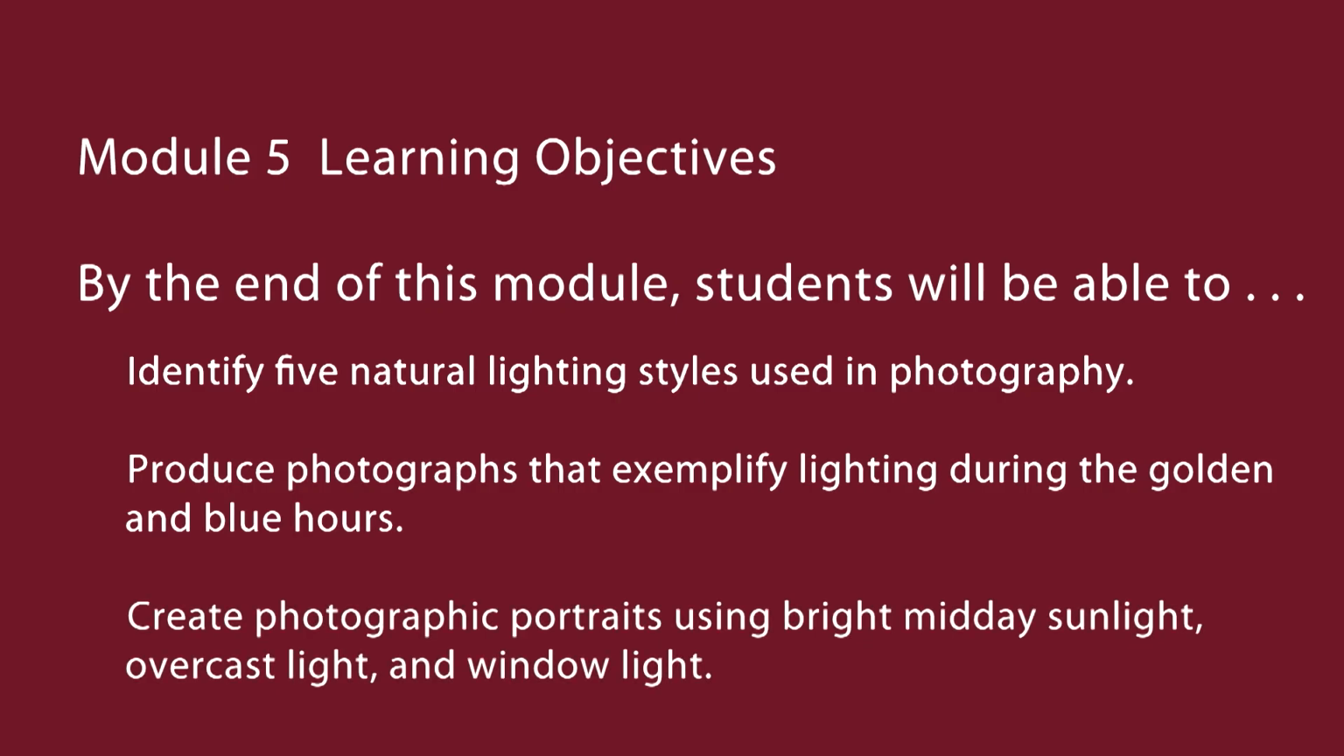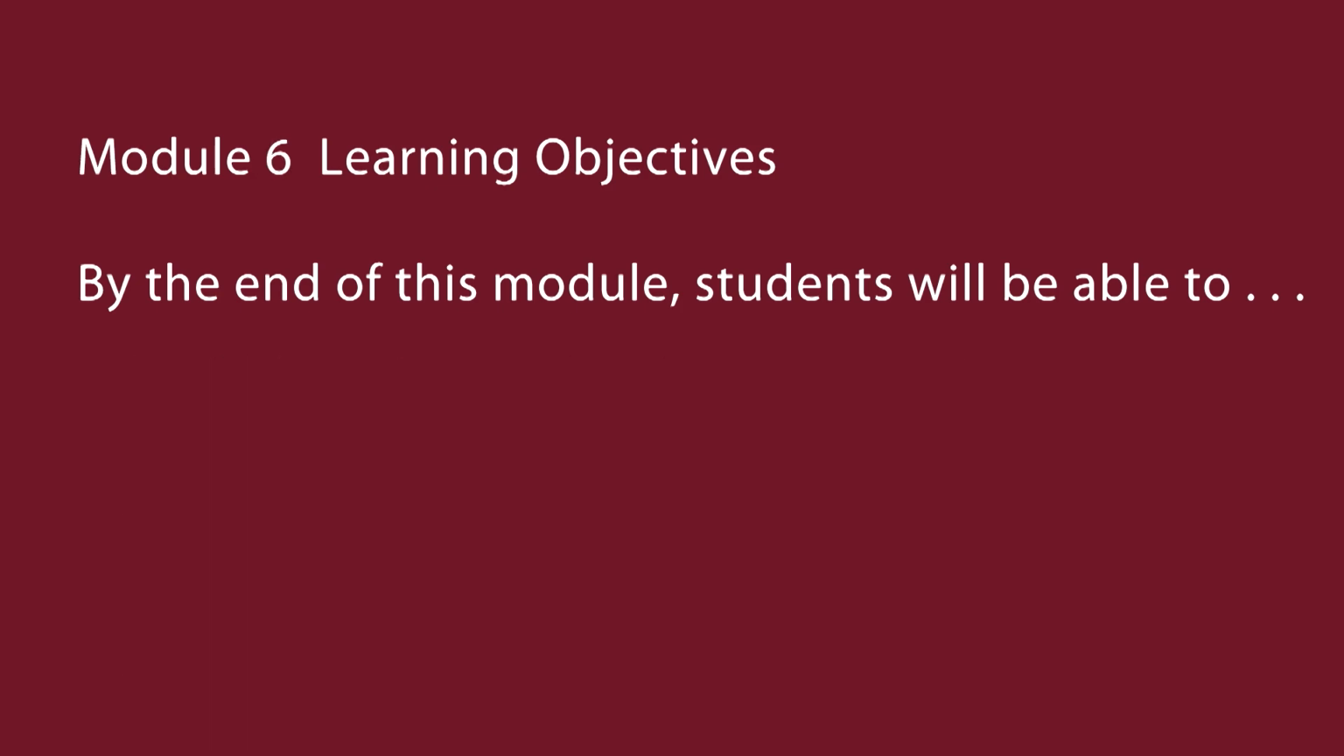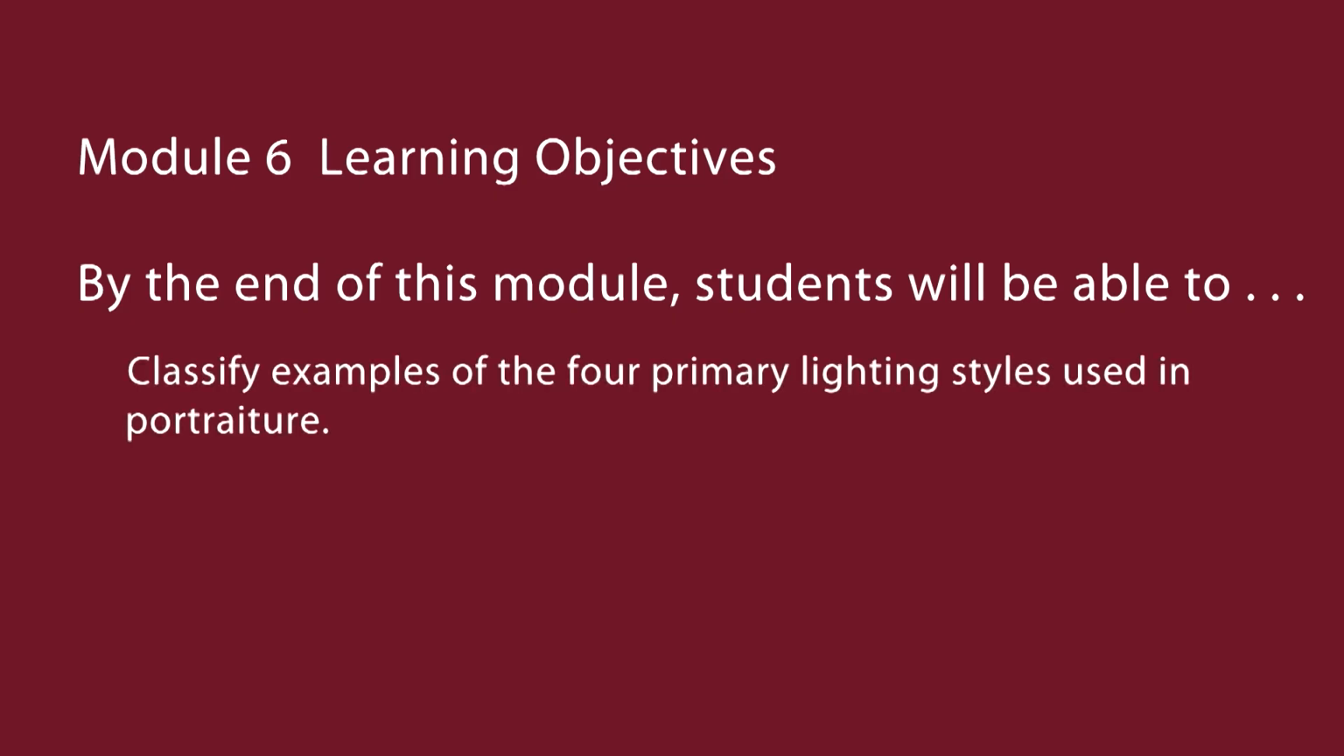And our third module learning objective for Module 5 is create photographic portraits using bright midday sunlight, overcast light, and window light. Turning now to Module 6, it deals with artificial lighting styles in portraiture. Our first module learning objective is classify examples of the four primary lighting styles used in portraiture. Matching or multiple choice questions on a quiz would measure whether students could classify photos in the correct category. Therefore, to classify would serve as an active verb.